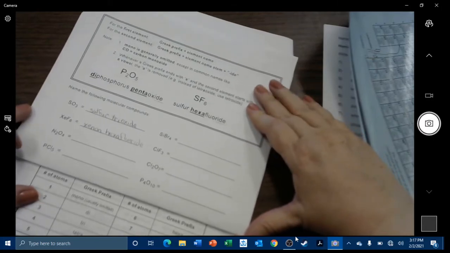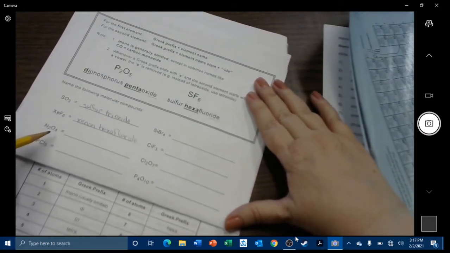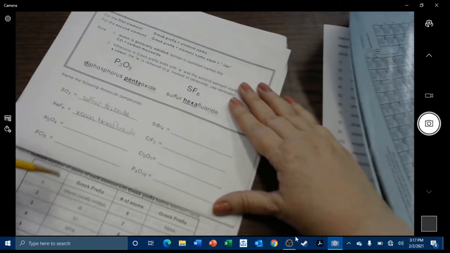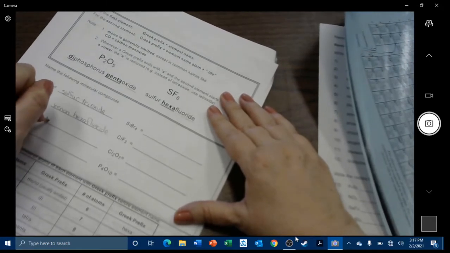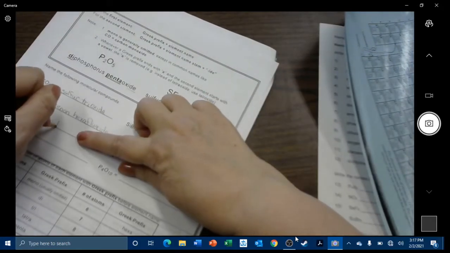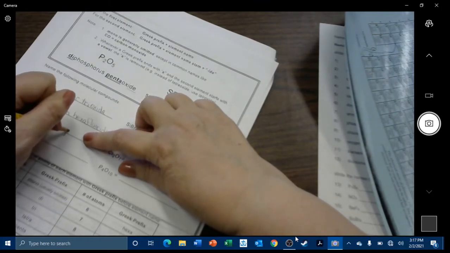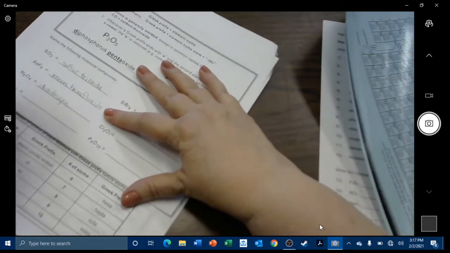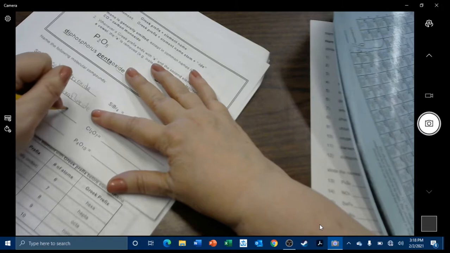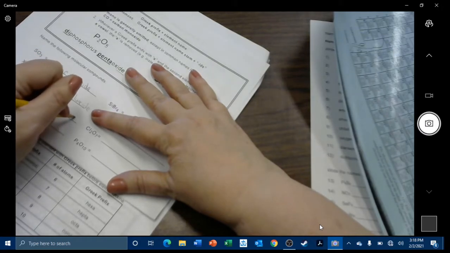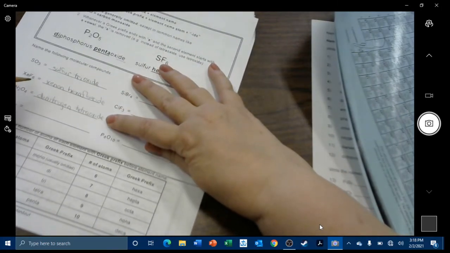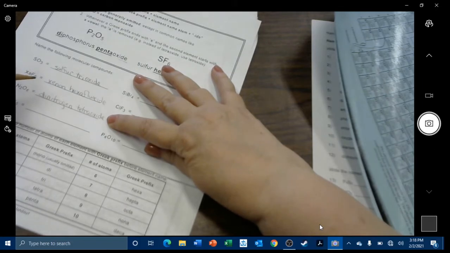Now we have N2O4. N is for nitrogen, and I have 2 of them, so it's going to be di. So dinitrogen. Then we have oxygen. We have 4 of them, so it's tetraoxide. Remember, the IDE only goes on the last element, not on the first one. So you just have IDE on the last part.